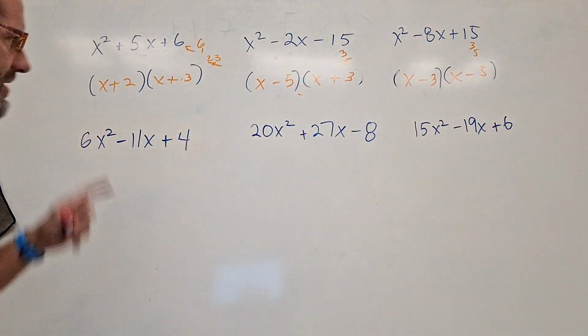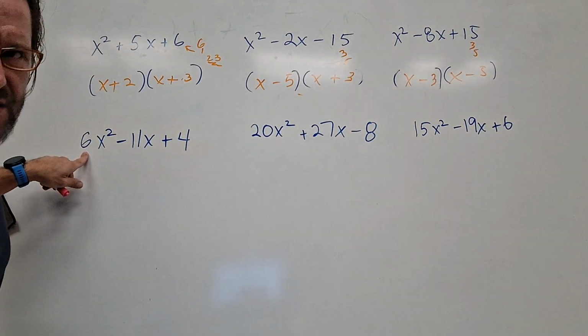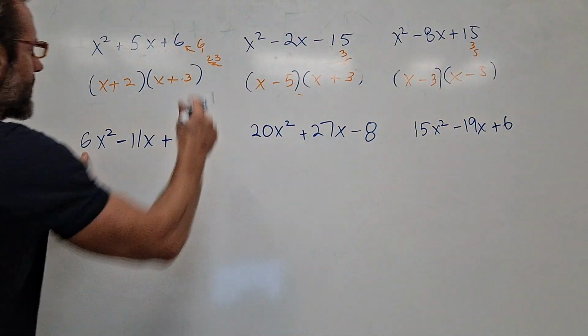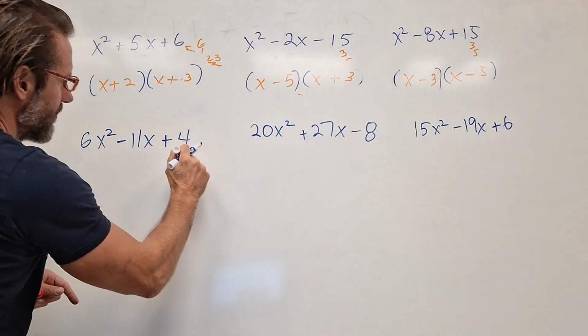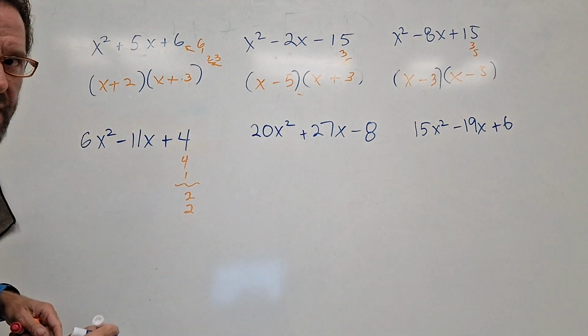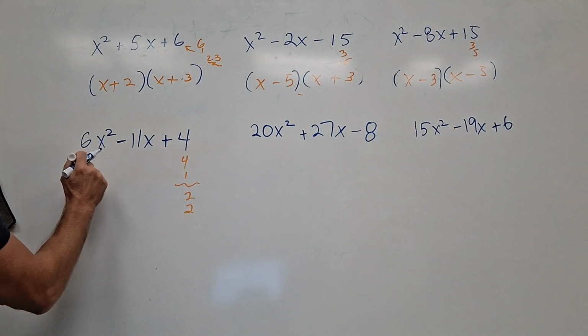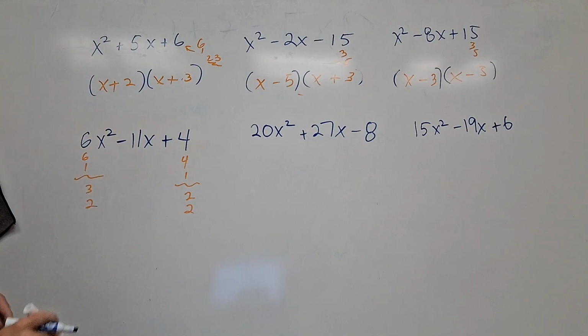Okay, now jumping to this type. This is where everybody falls down. This is the problem child, because we have a 6 here. No big deal. Now when we do the factor pairs, we have to do the factors of 4: 4 and 1, also 2 and 2. So you stack them like that. Factors of 6: 6 and 1, and 3 and 2. So now I have all the factor pairs.